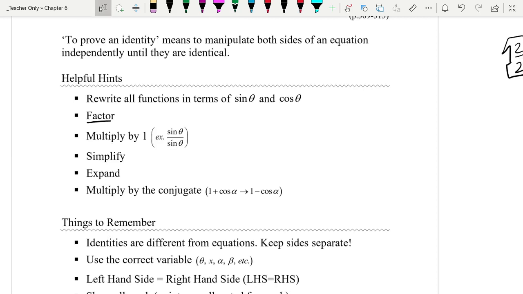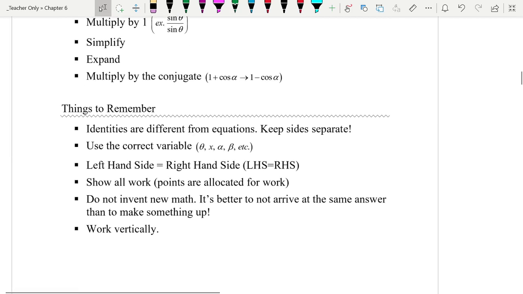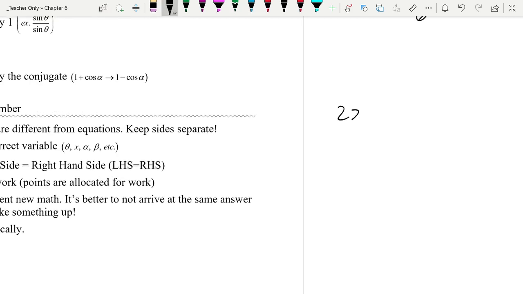And another thing that you learned how to do back in grade 11 is multiplying by the conjugate. You used to do that to, for example, simplify radicals. Some things to remember. Identities are not equations. Keep the sides separate. You know what you're allowed to do when you're solving equations? Well, for example, when you're solving this equation, the first thing you want to do is move this minus 3 to this side by adding 3 to both sides.